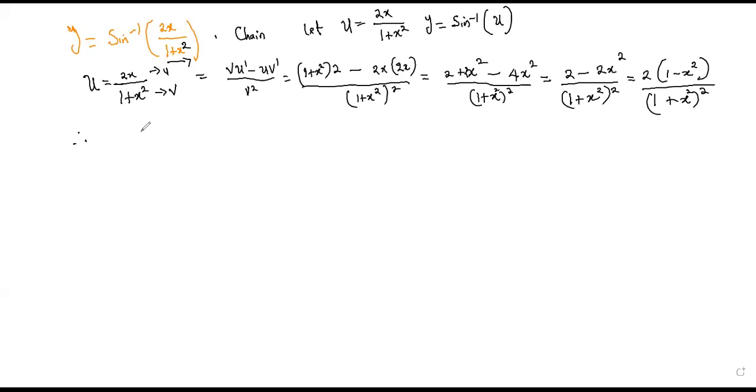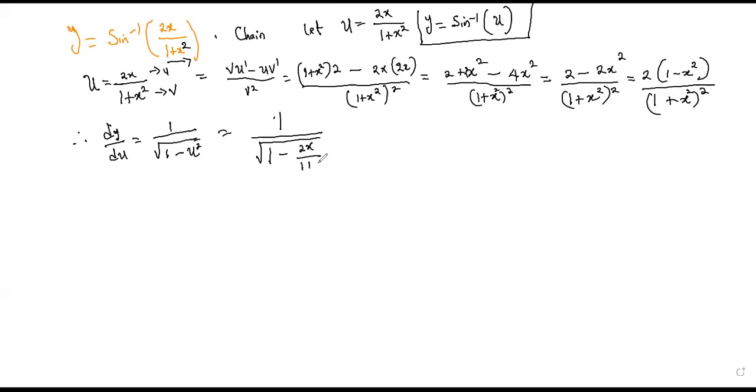for our dy dx, we're going to do dy upon du, right? This is our y. If I differentiate this, I'm going to get 1 upon the square root of 1 minus u squared. But I can replace u, right? Because our u was equal to this guy over here. So I will now have 1 upon square root of 1 minus, instead of u, I'm just going to write 2x upon 1 plus x squared, all squared. Right? So this is what I'm going to get.